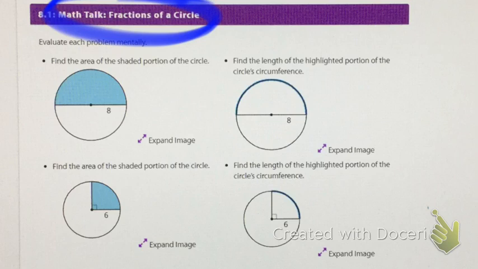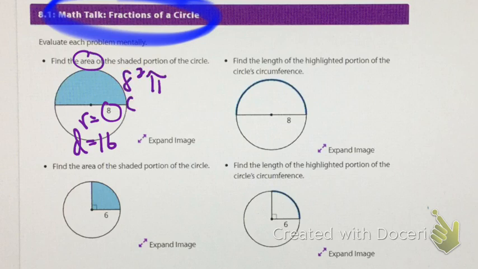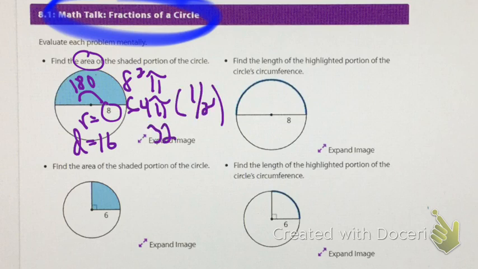The area of this shaded section right here: there's the radius, got that, and that means the diameter is going to be 16. So the area, pi r squared, is 8 squared times pi, and that's going to be 64 pi. But I'm not taking the whole thing. I've got a central angle here of 180 degrees, so I'm taking 1/2 of that. That would be 32 pi.